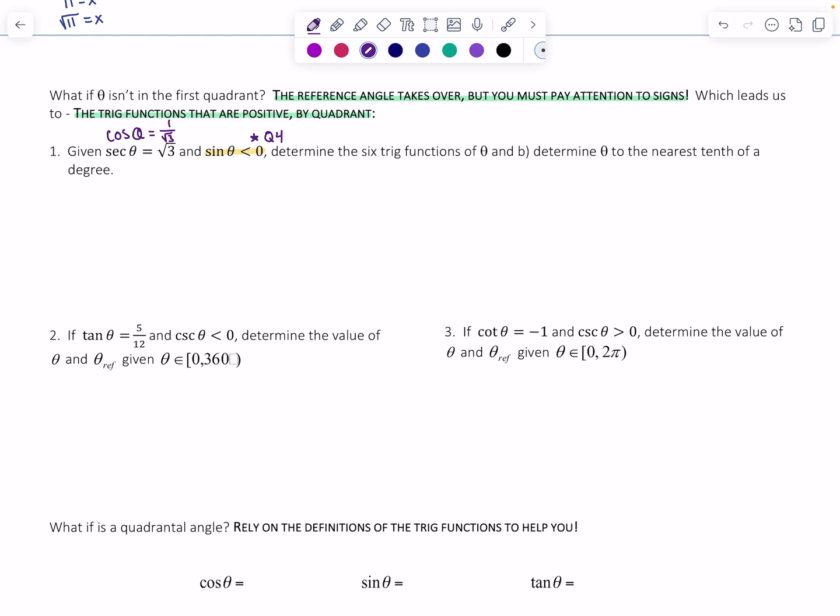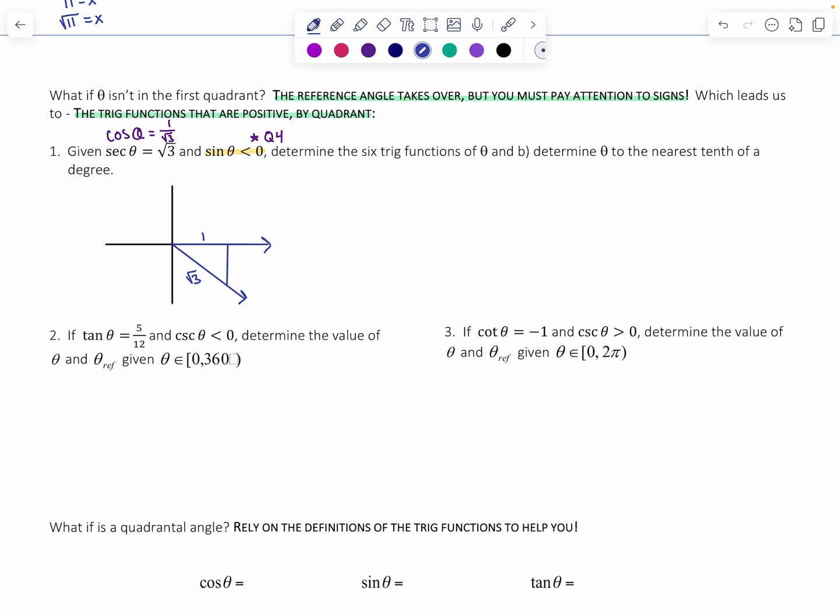So we're going to determine the 6 trig functions of theta, and then also determine theta to the nearest tenth of a degree. Sketching is our friend. So we know we're working in quadrant 4. I'm going to have an angle here and another angle coming out this way. So we know that cosine is going to be 1 over square root 3. Therefore, I know my radius is square root 3 and my x value is 1.